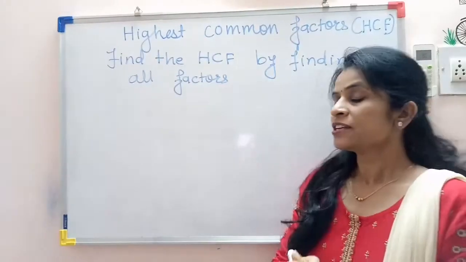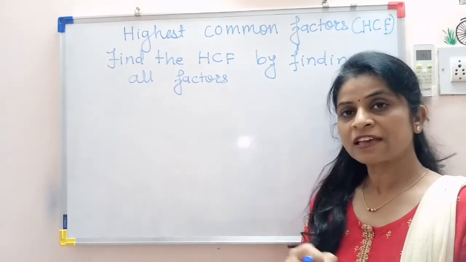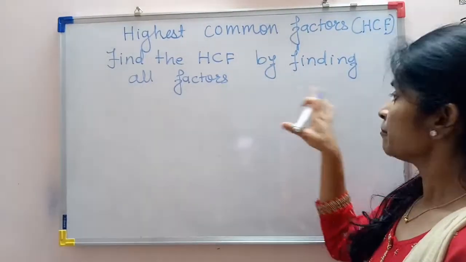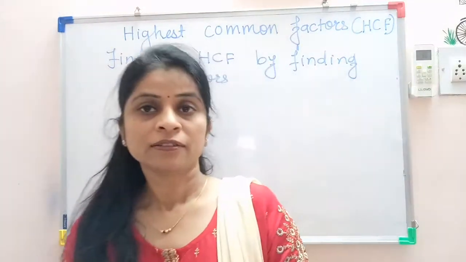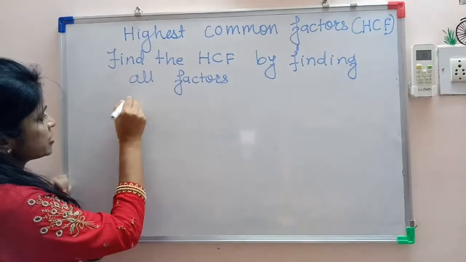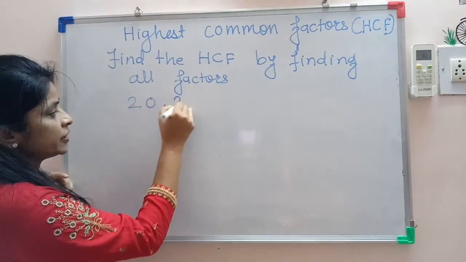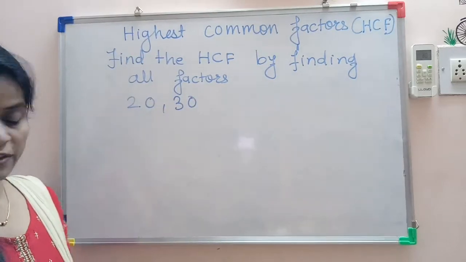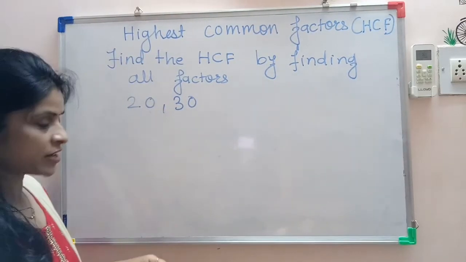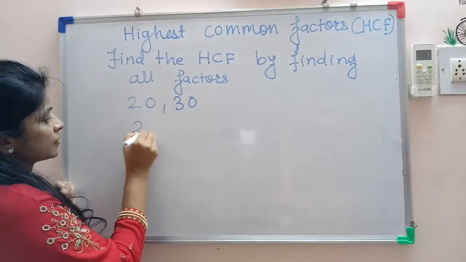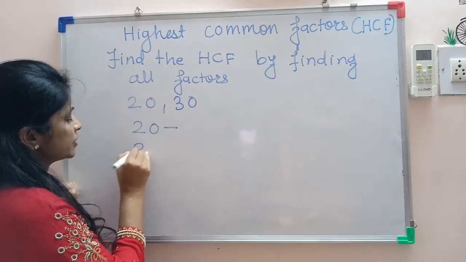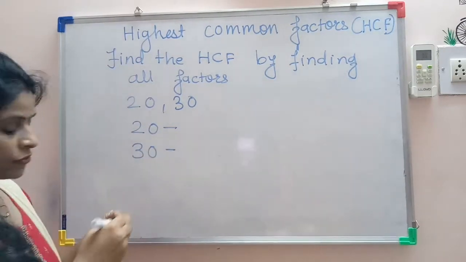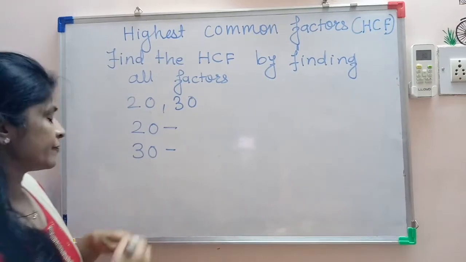And now let's see another example. Find the HCF of numbers by finding all factors. Now we'll take one example, that is 20 and 30. Now first of all, we will list the factors of 20, then 30. Now what are the factors of 20?